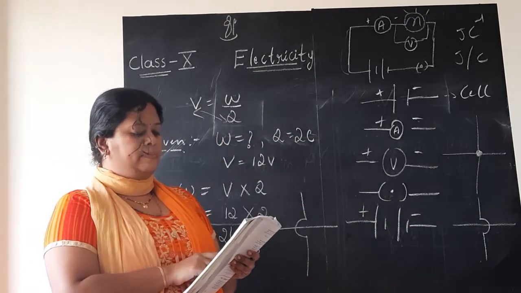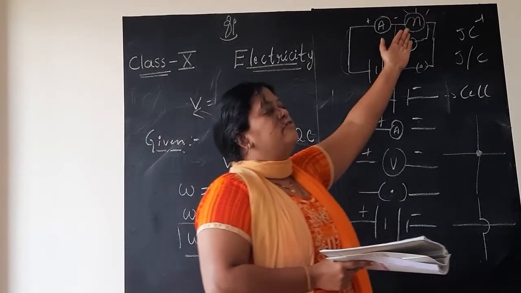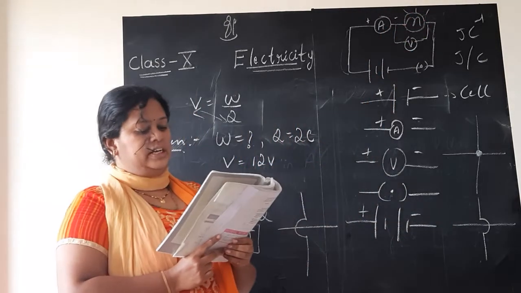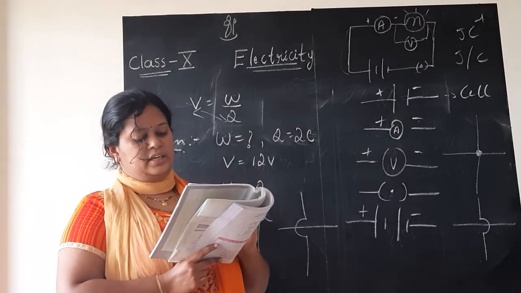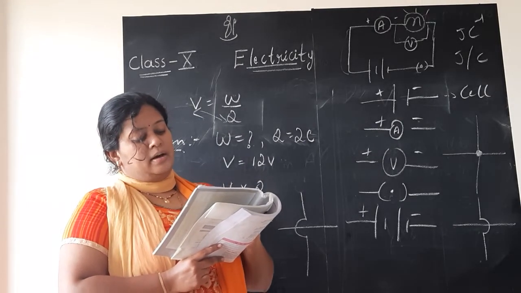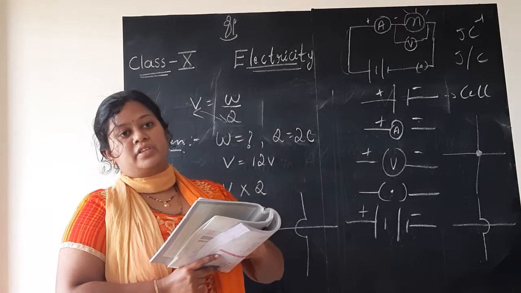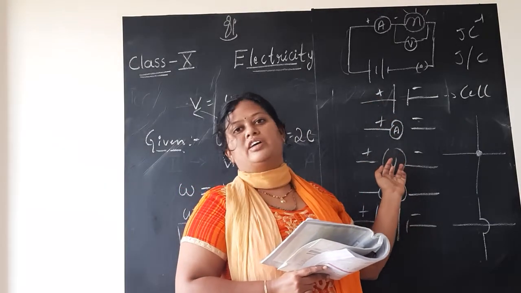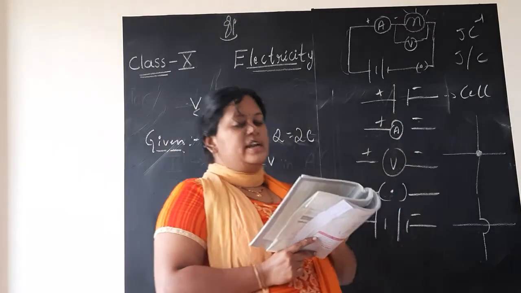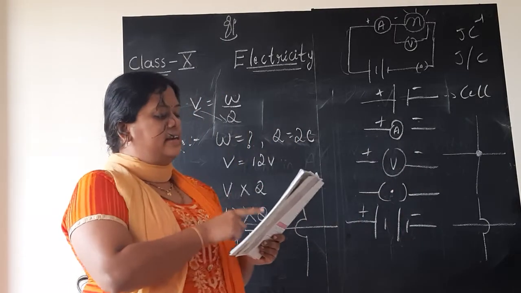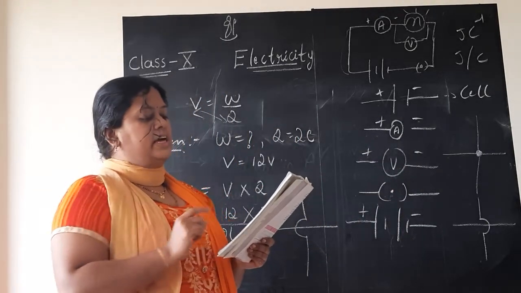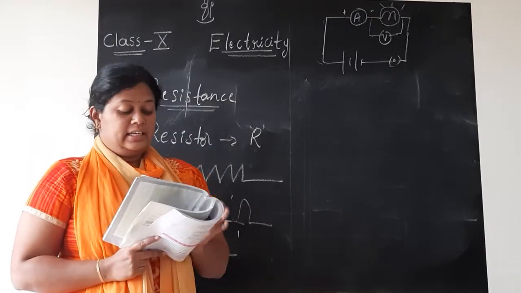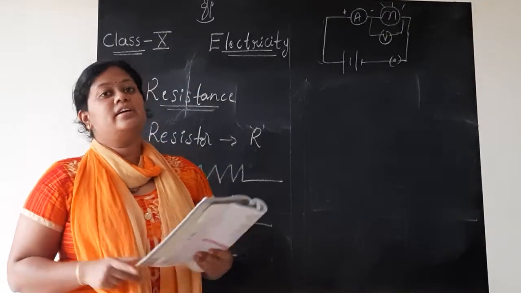Next you have the electric bulb, whose representation we already know. Next are the resistor and variable resistor. Before that, 10 and 11 we shall read, that is ammeter and voltmeter. By this time you might have become familiar with these two. Next let us learn about the resistor and the variable resistance, that is the rheostat.